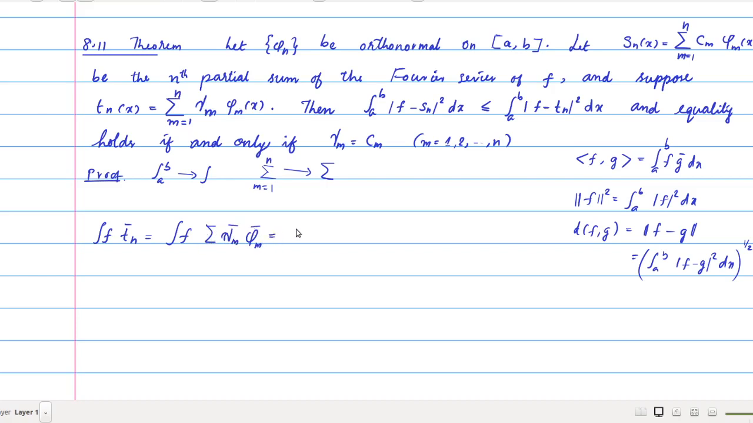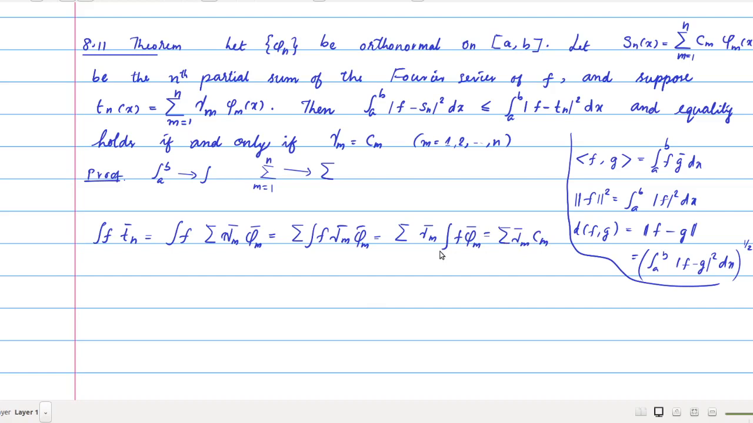Since it contains a finite number of terms, you can interchange the summation and integral, that is summation integral f times gamma m conjugate phi m conjugate. Since this gamma m is independent of this integral, we can take it out of the integral, and that will become summation gamma m conjugate integral f phi m conjugate. Okay, so this will give our Cm. So we write this as summation gamma m conjugate Cm.